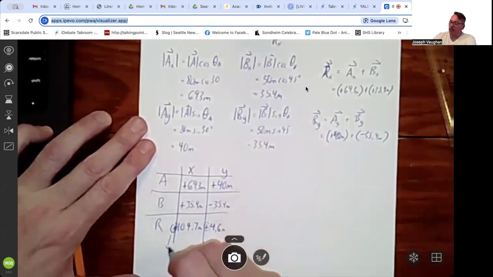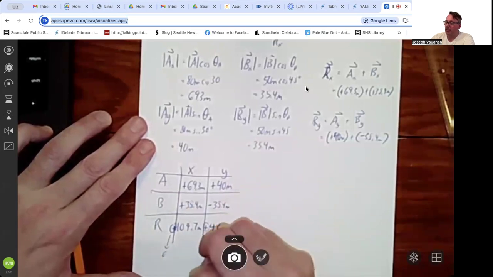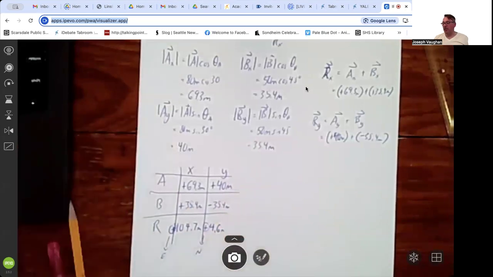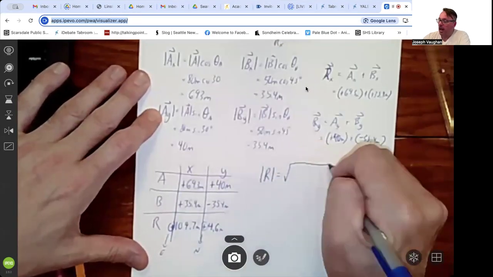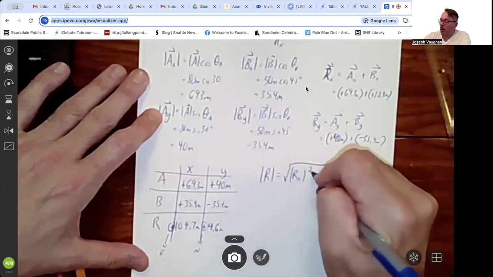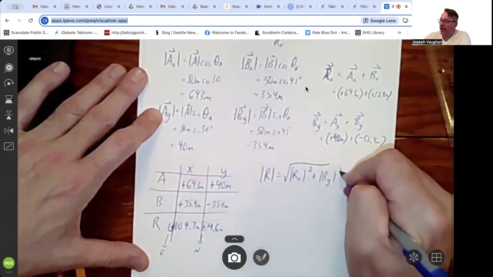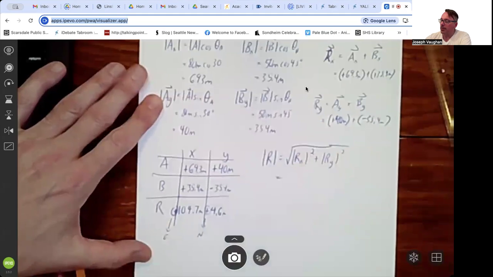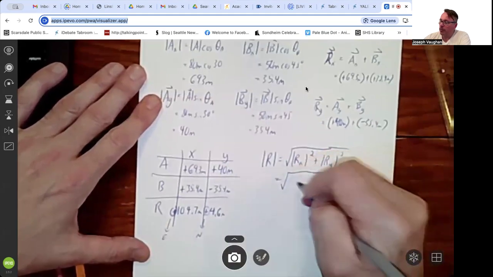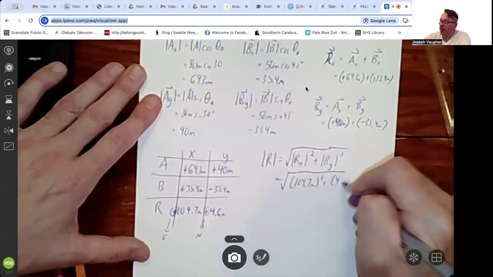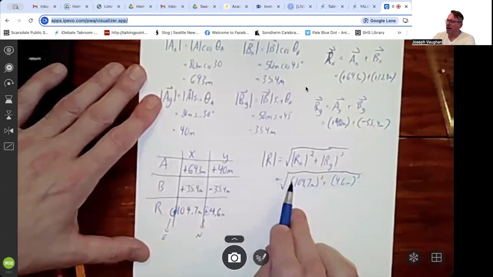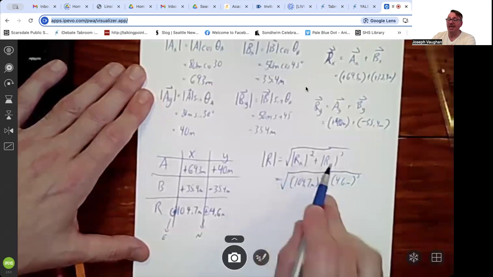So that's already going to tell me that the resultant is going to be acting in the east direction and north. So it's in the north of east quadrant. But now I need to find R, the magnitude of R. I'm going to use the Pythagorean theorem, Rx, Ry squared, and I just take the results from the columns right there. And I've got the square root of 104.7 meters squared plus 4.6 meters squared. Notice I didn't put a positive or a negative here because I'm just asking for the magnitude.